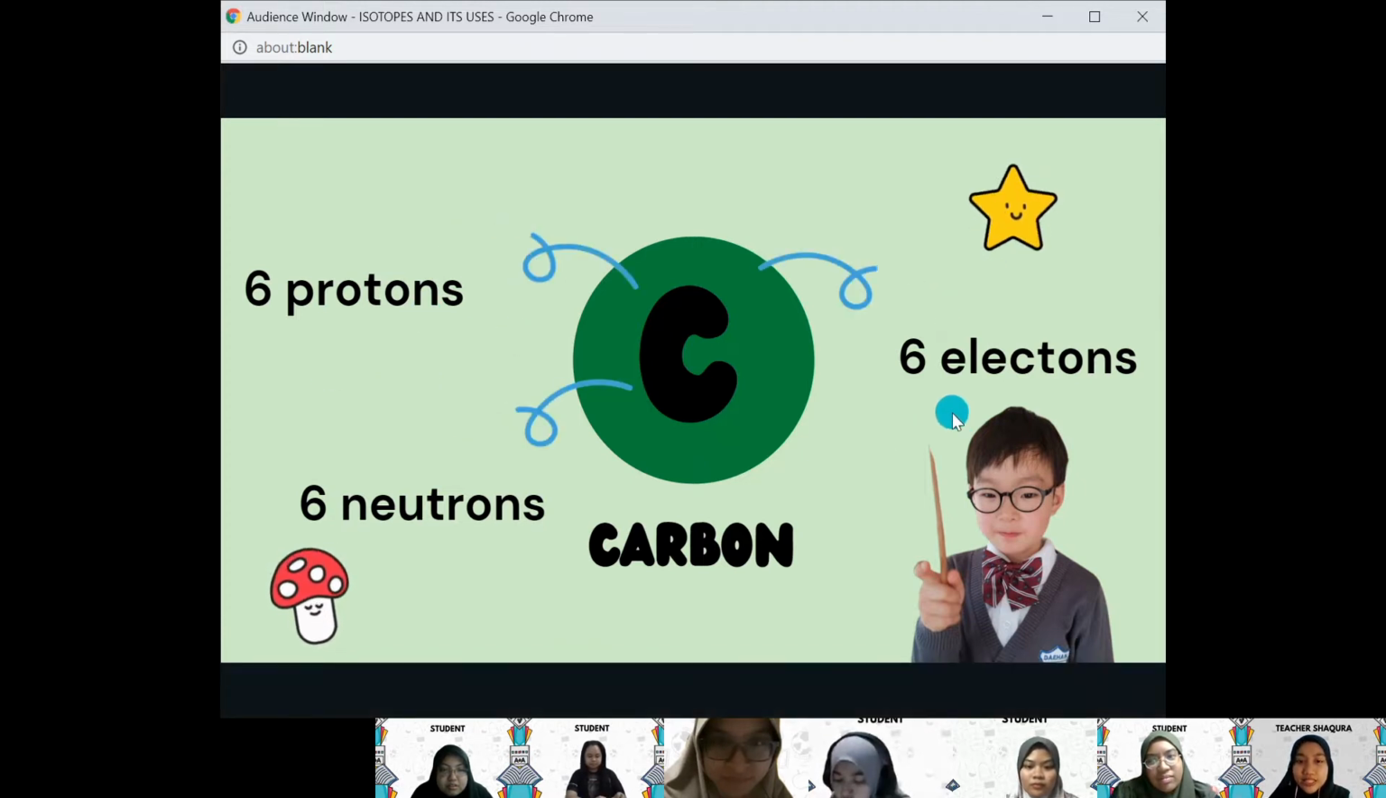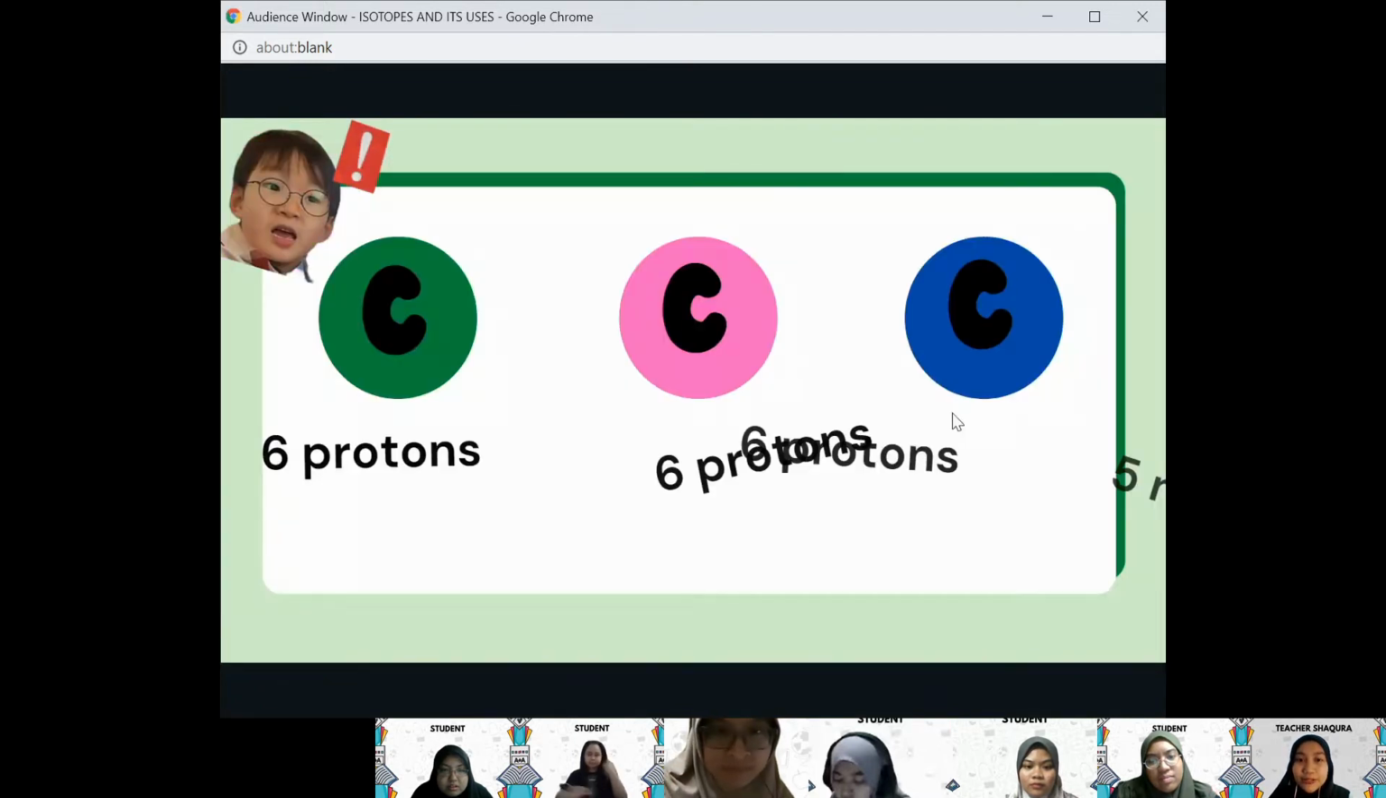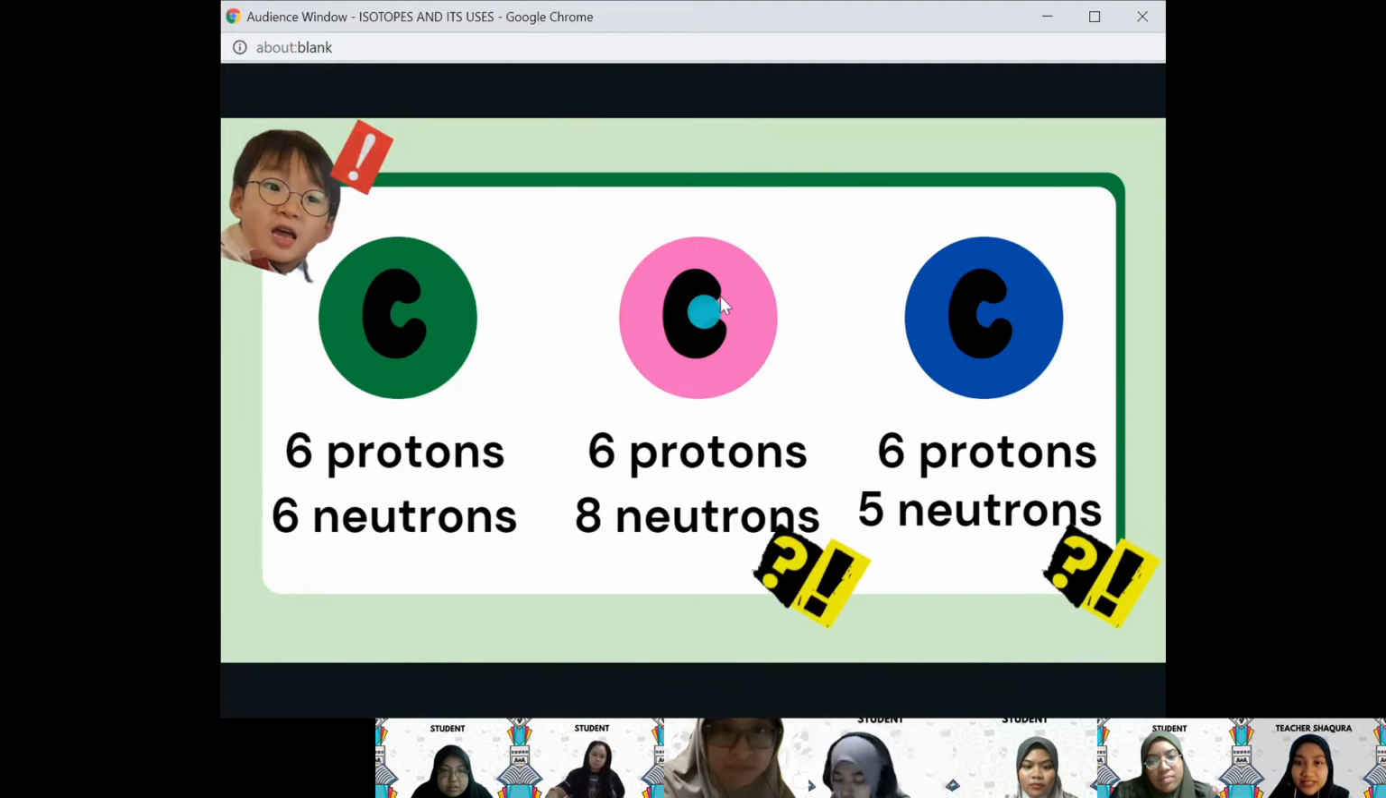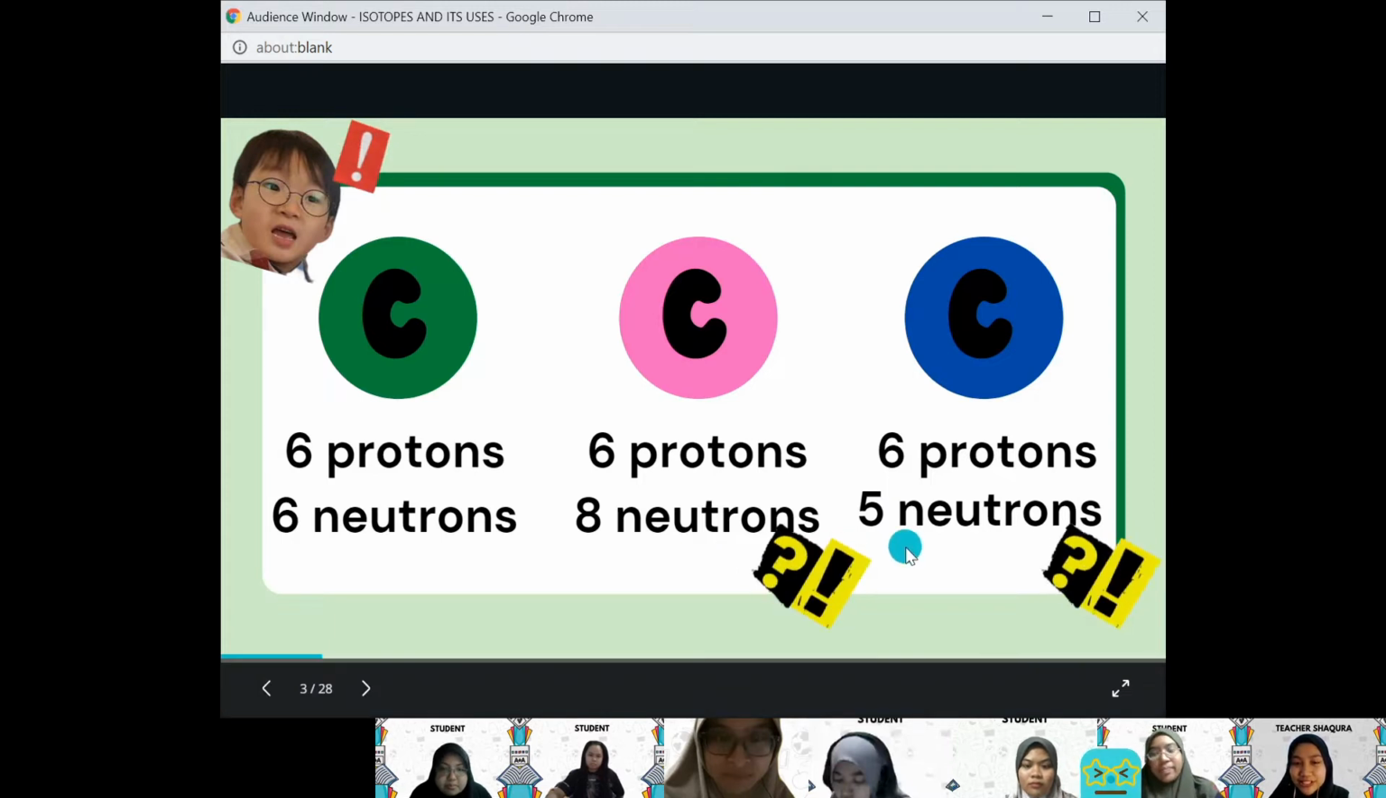But what if I have another carbon, which is the pink carbon and also the blue carbon? It has the same number of protons, but different number of neutrons. For the pink carbon, it has 8 neutrons, while the blue carbon has 5 neutrons. Do you think this can happen?